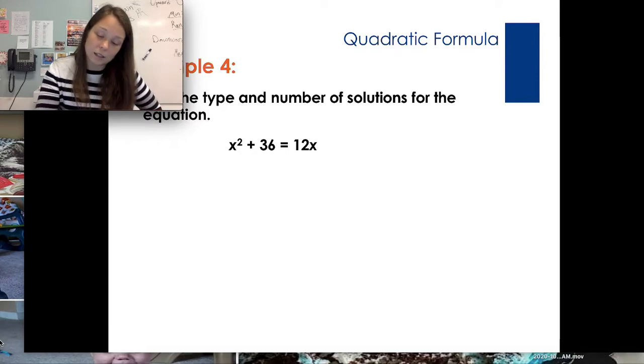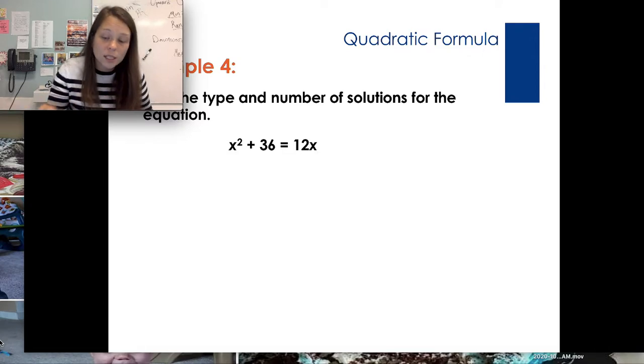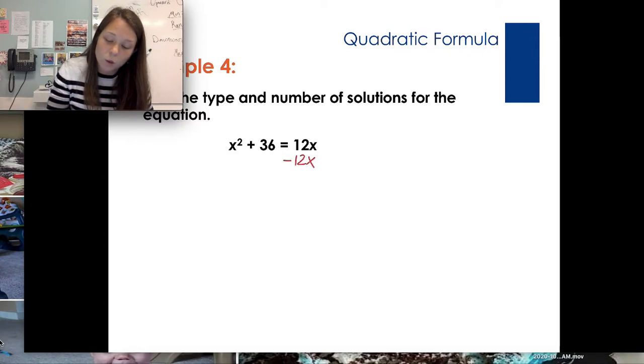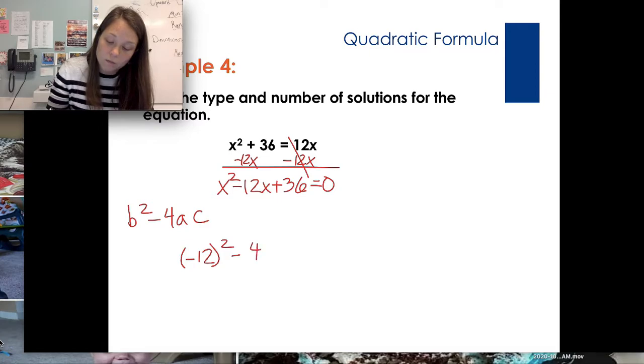So let's take a look at this. We have the equation x squared plus 36 equals 12x. We want to get everything onto one side, so I'm going to subtract the 12x over. And I'm writing it in standard form. Applying my discriminant formula of b squared minus 4ac, I get negative 12 squared minus 4 times 1 times 36.